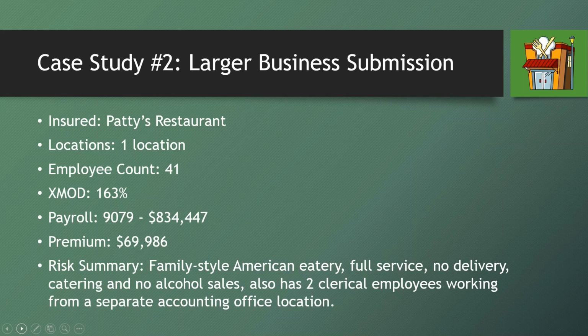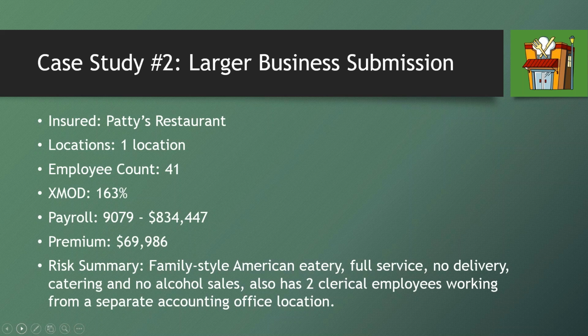And they're being penalized because of their loss history by 63%, because 100% is even, right? So they're paying 63% more in the rated premium. So let's look at that payroll, 9079. Their payroll is $834,447. So they've got some premium here, and that premium is almost $70,000.